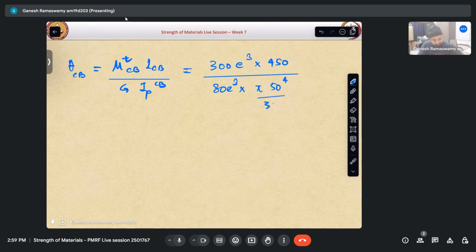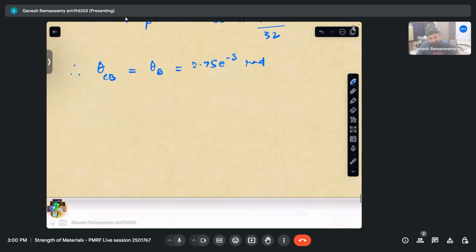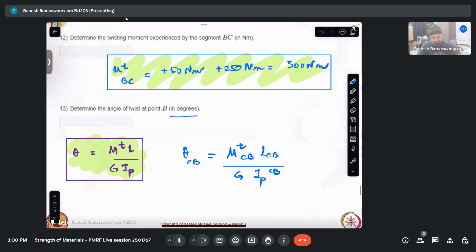So therefore theta CB is also equal to theta B, because theta C is 0, and it is nothing but 50 power 4 into pi by 32 into 80 E3 into 300 E3 into 450. So this comes out to be 2.75 E minus 3 radians. But the question asks it in degrees. So this we must not forget. We have to convert this.